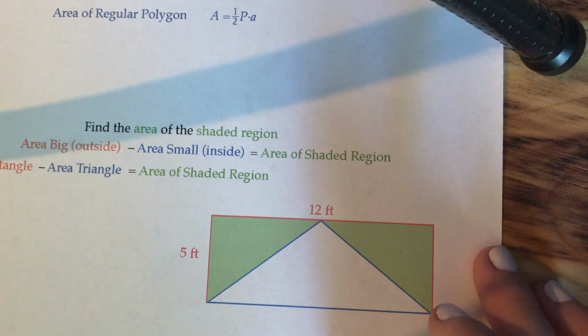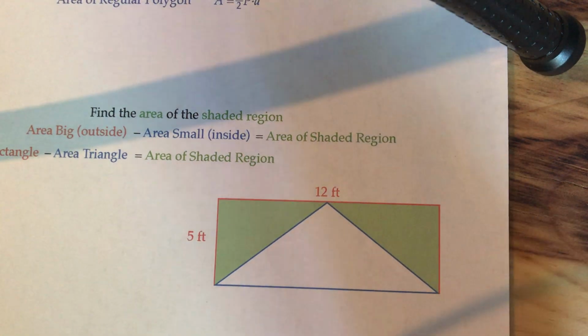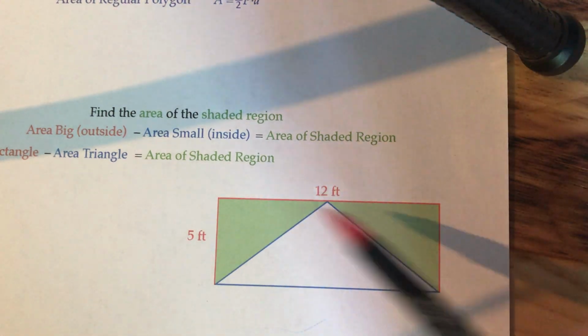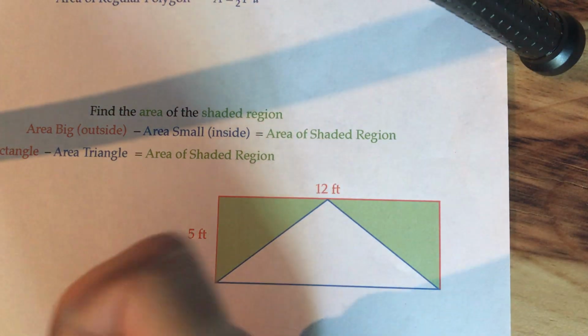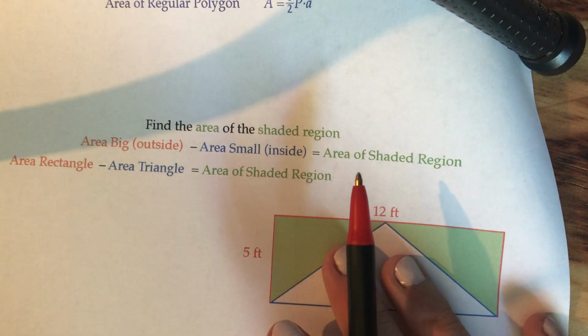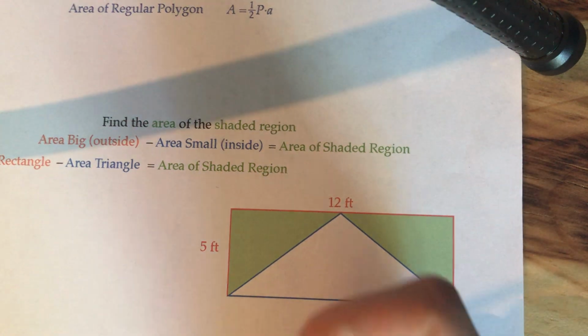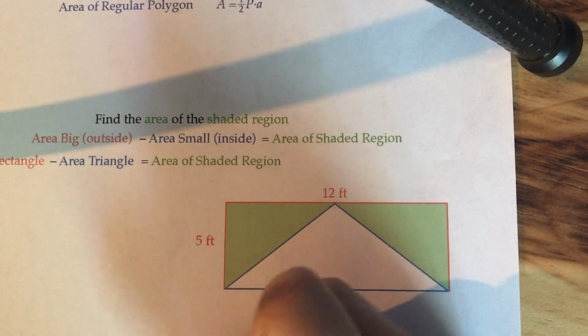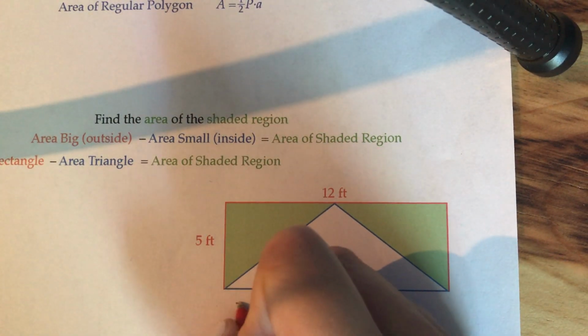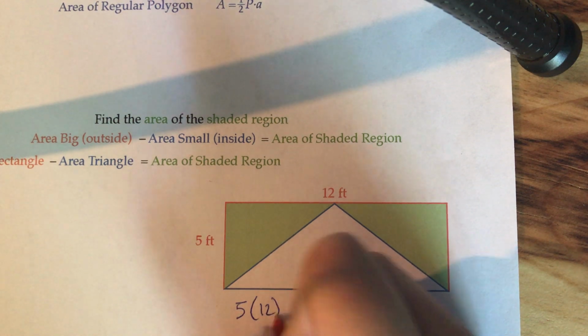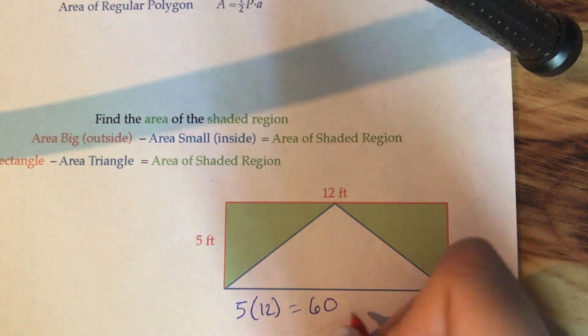so I'm going to just do one more example here. Okay, this is another easier example. So let's say we're trying to find the shaded region again. We're going to do the area of our rectangle minus the area of our triangle will equal our shaded region. So again, let's find our rectangle first, our bigger side. So the rectangle again is just base times our height, which is equal to 60.